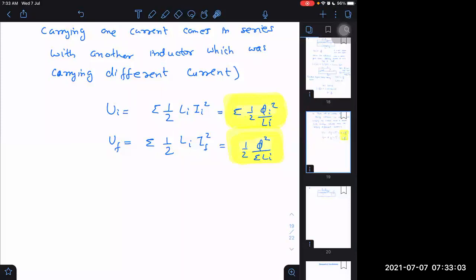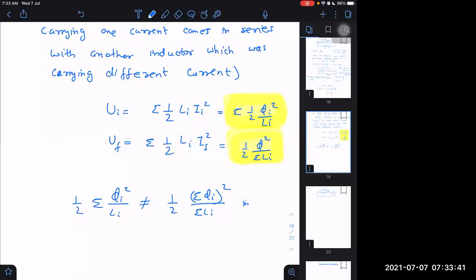Currents are not the same. Or I can say this: the sum of half L I squared, with the half taken out, is not equal to half phi squared by sigma L, and it is not equal to half of phi sigma squared by sigma phi L. These are not equal. Mathematically, we know this sum will not be equal in general.